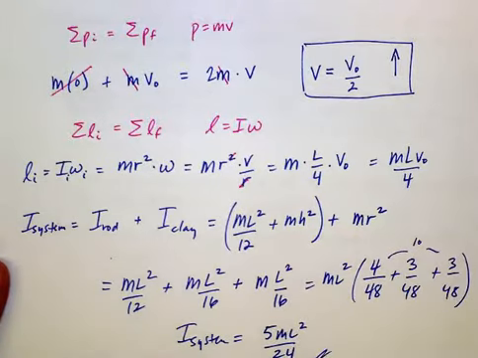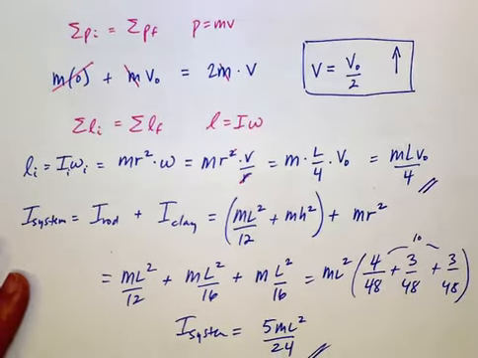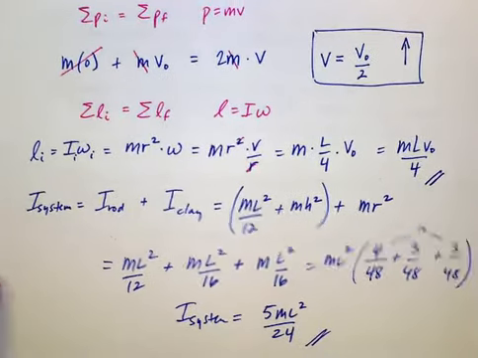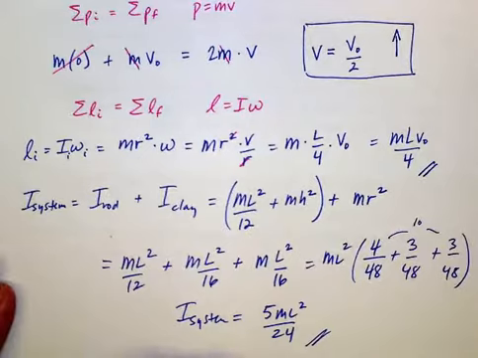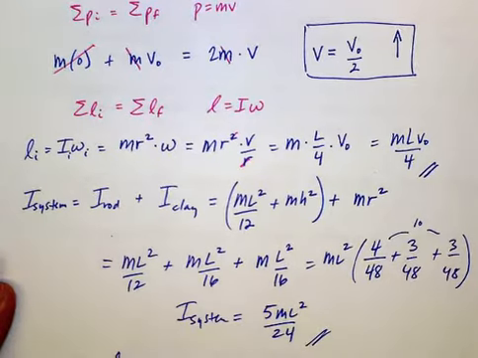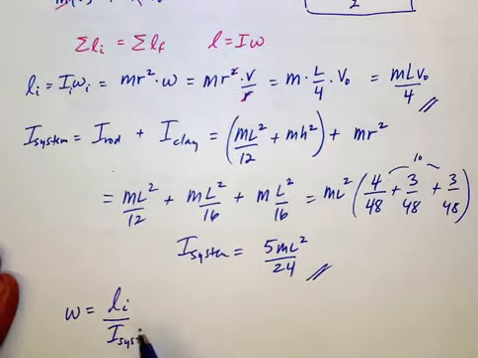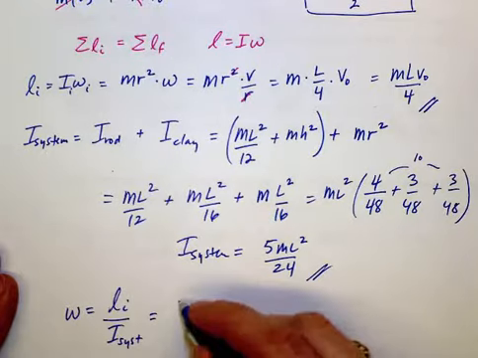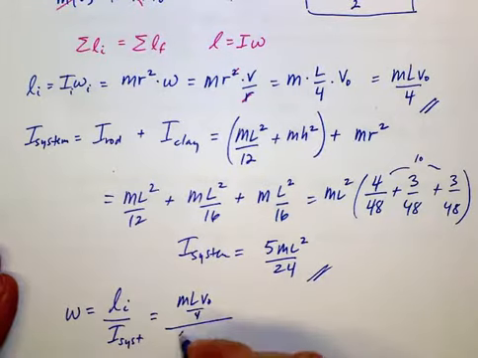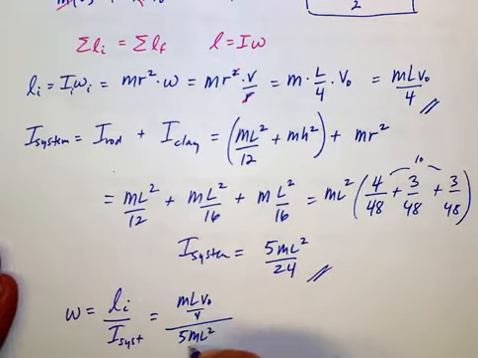All right, so finally we can use the initial angular momentum and the I here to finish off this question. The omega that we're looking for will be the initial angular momentum divided by the system value of I. Omega equals initial angular momentum divided by I of the system, and that would be, let's see, m L v sub o over 4 divided by 5 m L squared over 24.